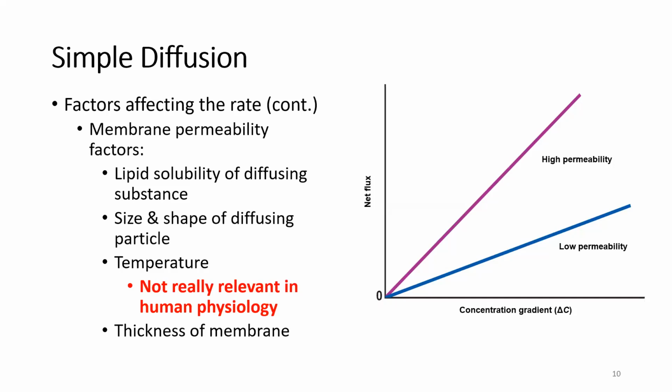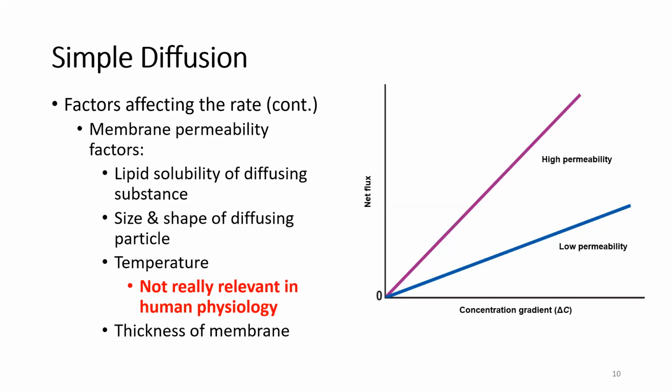Okay. The third factor is the temperature of the environment. Now, this is not as relevant in our physiology because of homeostasis, because of the fact that our temperature is relatively stable, but this can be a problem in terms of extracellular scenarios, okay? So if we increase the temperature, we're gonna have more movement of particles, okay? More movement of those particles is gonna translate to a faster rate of diffusion, all right?